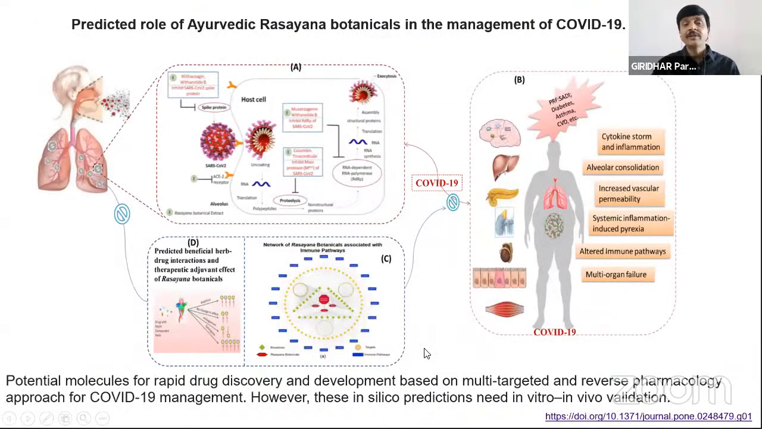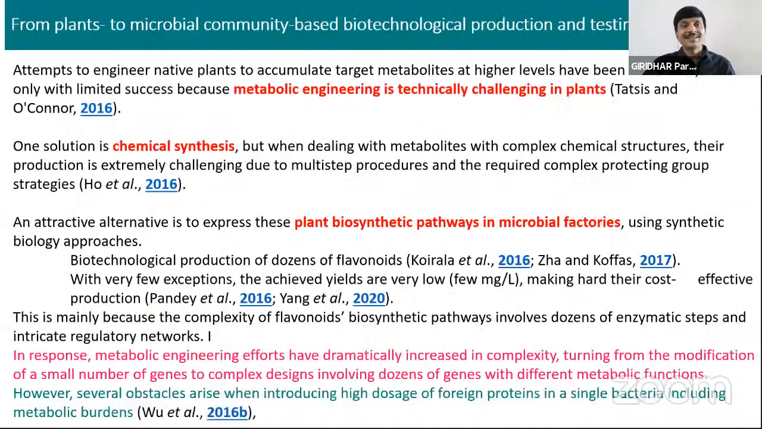Even the AYUSH department in India has done a lot of work, and through ICMR they have given a lot of prophylactic measures. But all these mechanisms act at the entry level or at the multiplication level. Once the virus enters the system and takes control of the human cells, these drugs may not be effective. So a lot of work still has to be done.